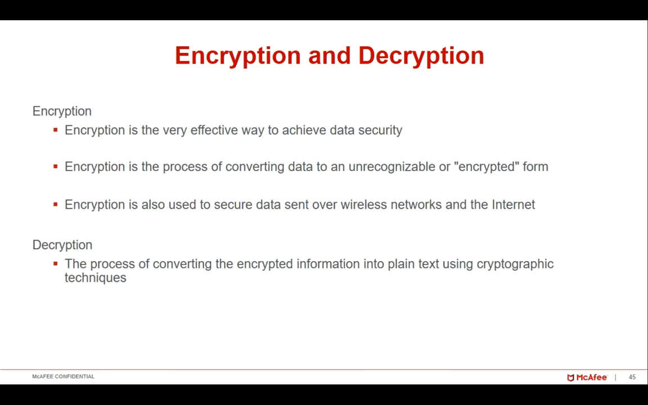So encryption here is importantly transforming the message from an understandable format into an unrecognizable, not understandable format, so that a third person cannot understand it. Decryption is the opposite of that. It is the process of converting encrypted information back into the understandable or plain format. Correct.